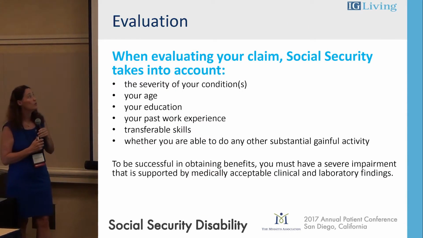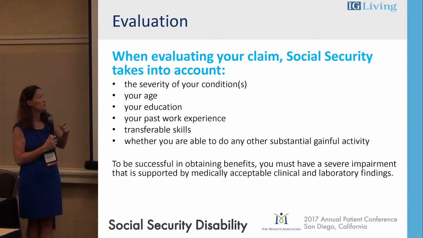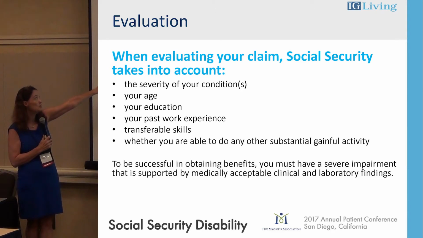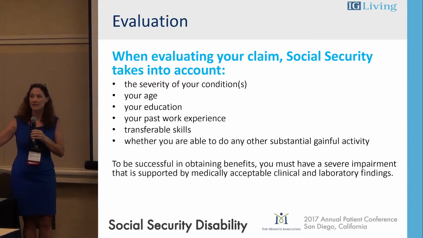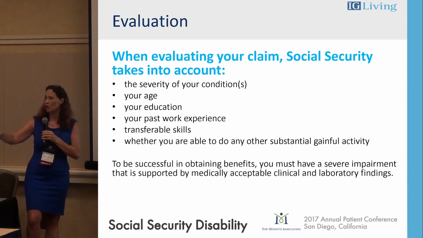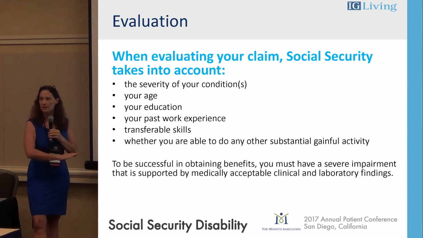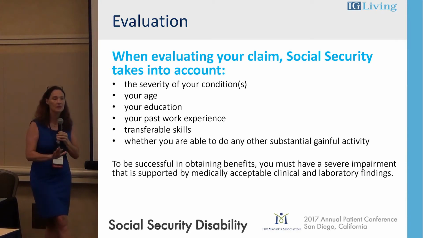When evaluating your claim, Social Security takes into account these five things: the severity of your condition, your age, your education, your past work experience, your transferable skills, and whether you're able to do any other substantial activity. I had the question earlier regarding something similar to this. I'll give you an example.